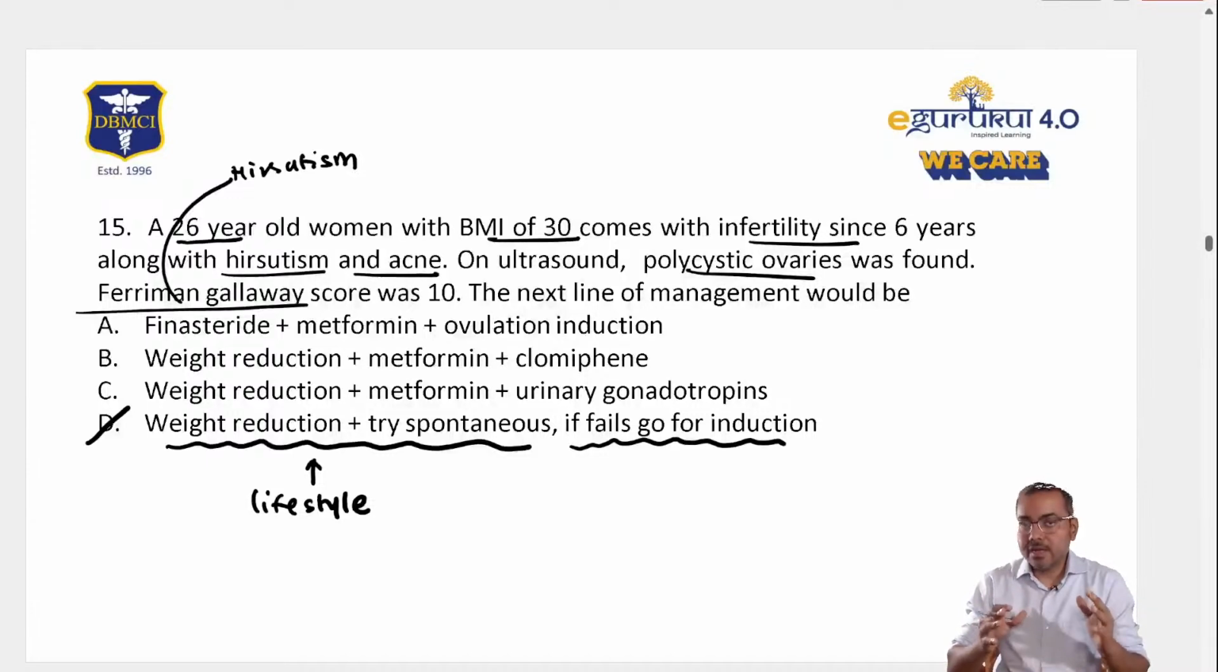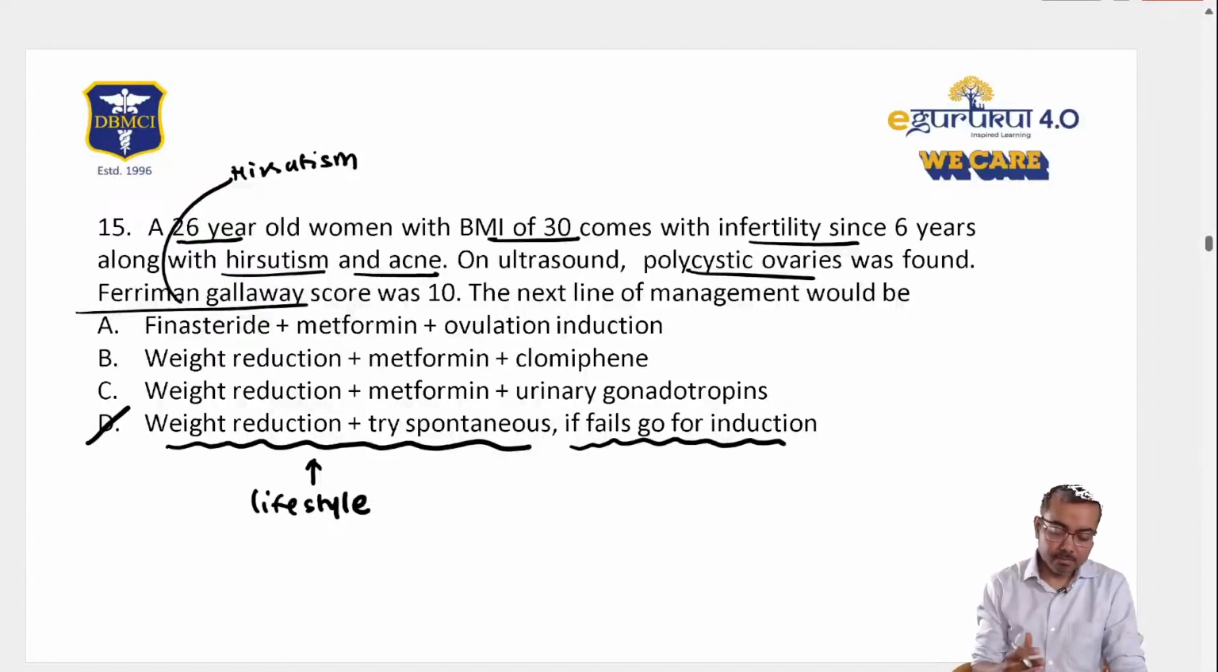If it doesn't work, because you will actually be able to reduce everything just with weight reduction, and then many people can even conceive. If they don't do that, then you are justified in pushing ahead and giving them everything. Okay, don't immediately give them medication. That's an important guideline for all of you, right?